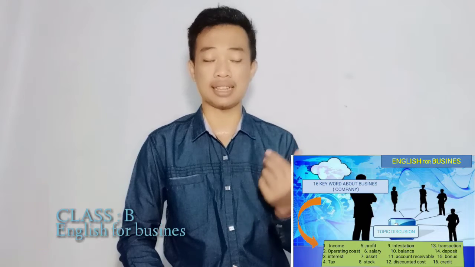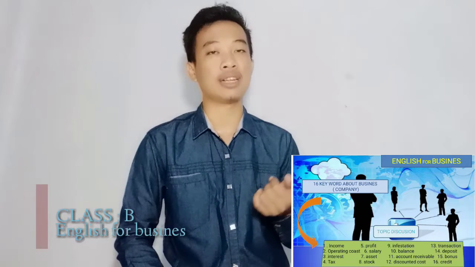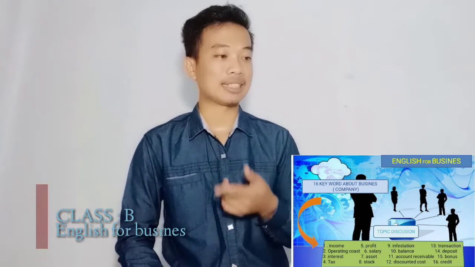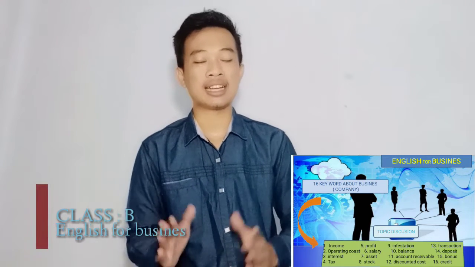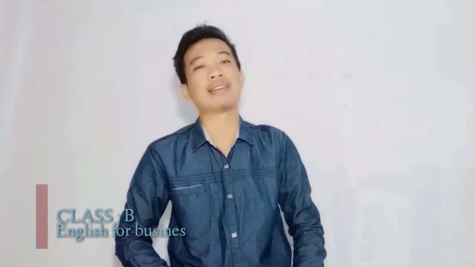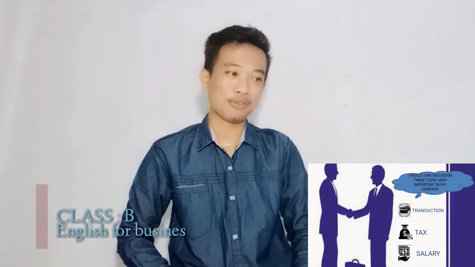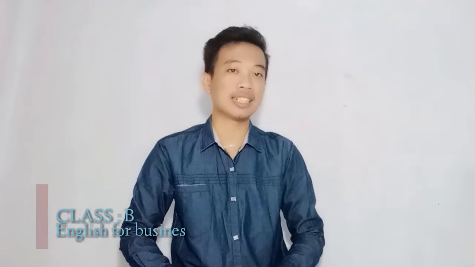After operating cost there are interest, tax, profit, salary, asset, stock, investment, balance, account receivable, discounted tax, transaction, deposit, bonus, and credit. After that, I would like to discuss the topic with subtopics. I have three sections I would like to discuss. The first is the transaction, then the next is tax, and after the tax, the third is salary.